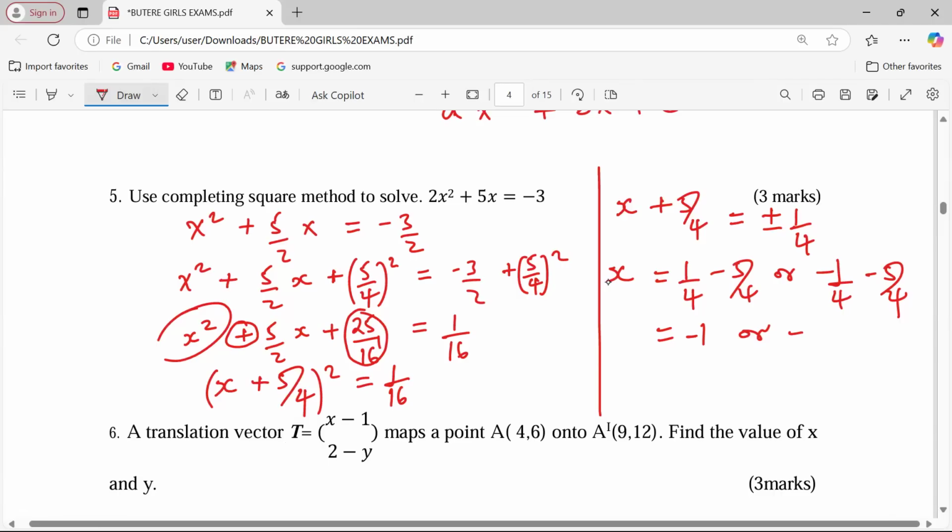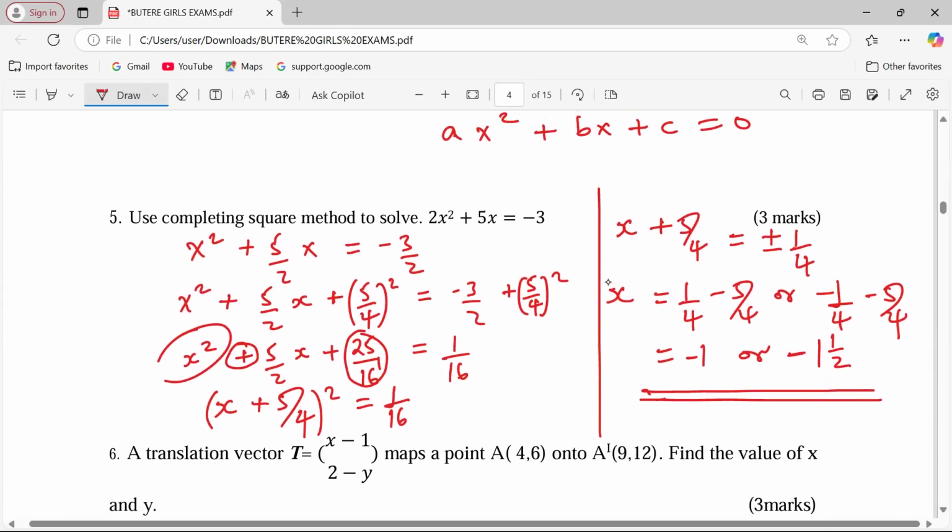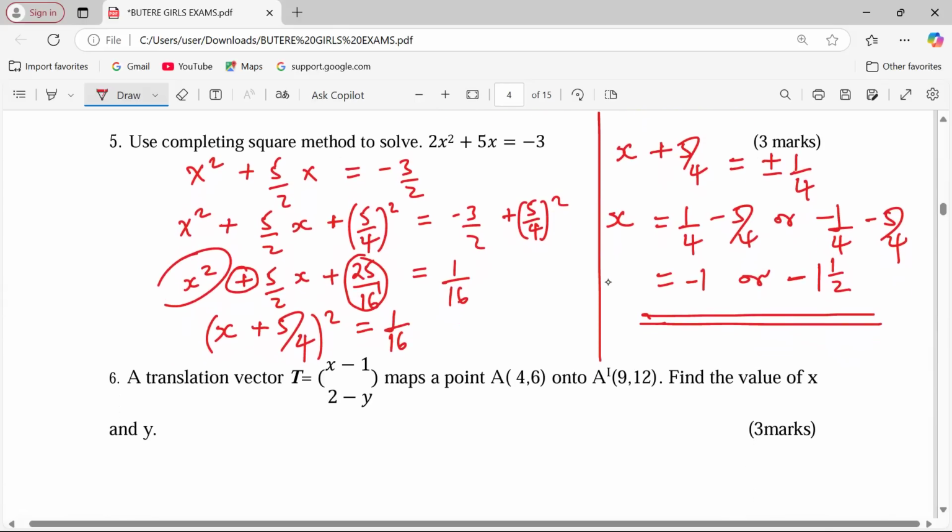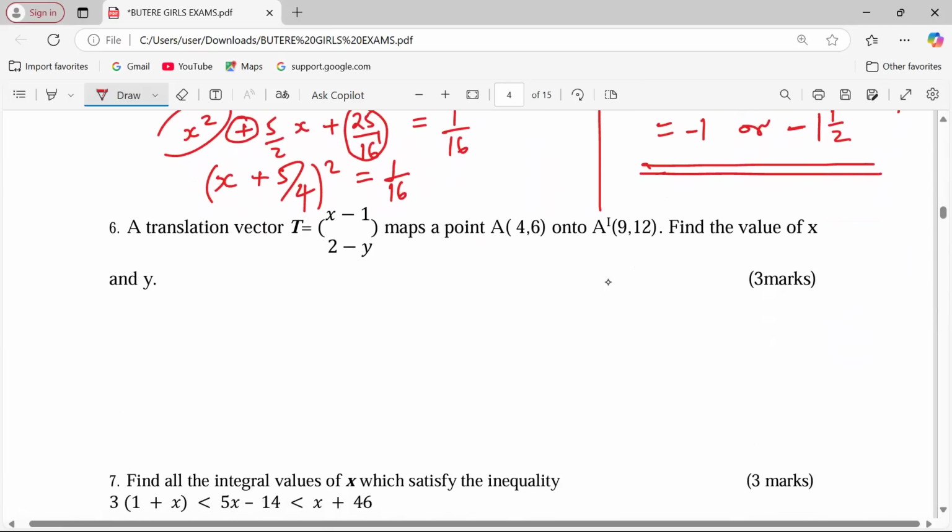-1.5. So both roots are negative in this particular case, and it's very okay. So that's how we work out the question using the completing square method.